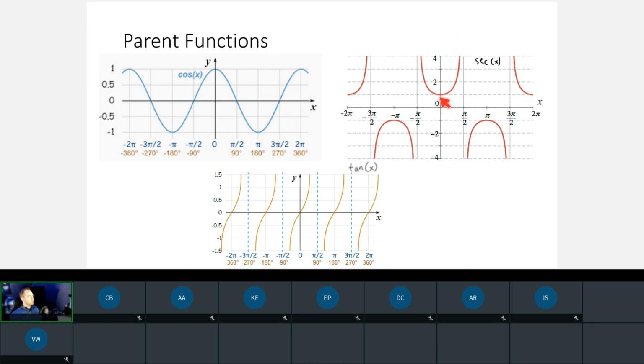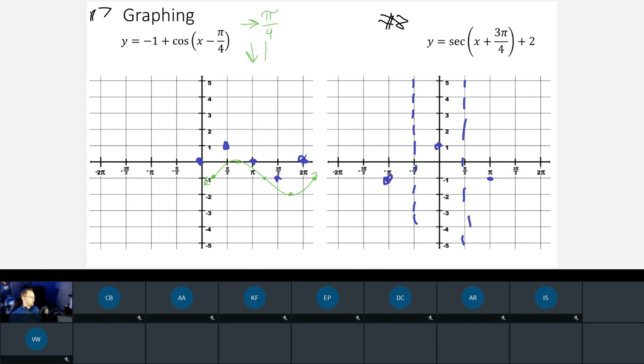So the parent function starts at (0, 1), and it opens up. Technically the pieces are parabolic in shape, but they're not parabolas. This is at (pi, negative 1) and opens down, and this is at (negative pi, negative 1). That is why I plotted just these points, along with two asymptotes. We're going to use the shifting rules to move everything.